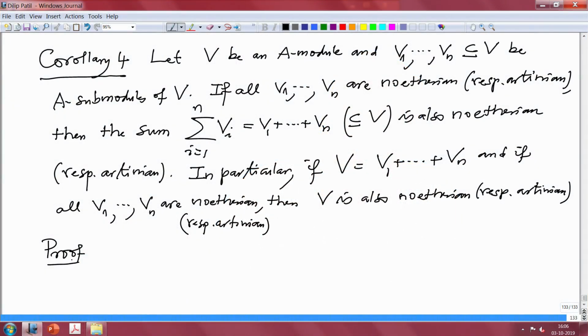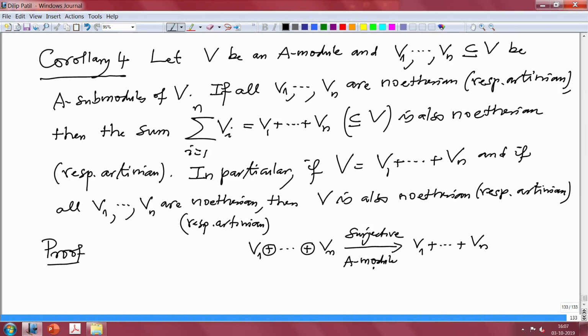Proof again simple. So, look at the direct sum V1 direct sum Vn. We know that there is a surjective module homomorphism from the direct sum to the sum. So, these to the sum. This is a surjective A module homomorphism. Well, the surjectivity we denote by putting an arrow and 0 after that.